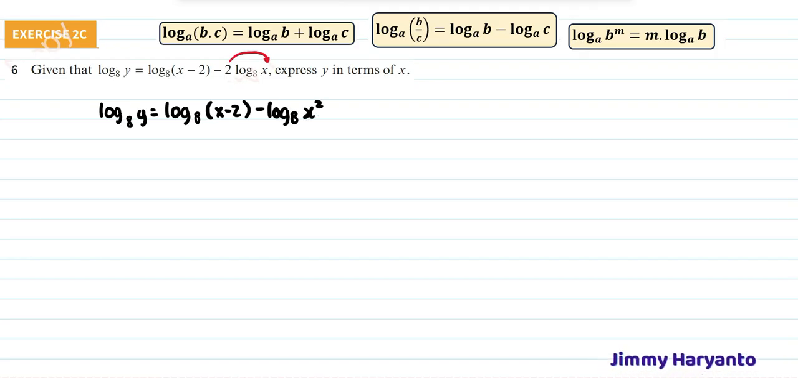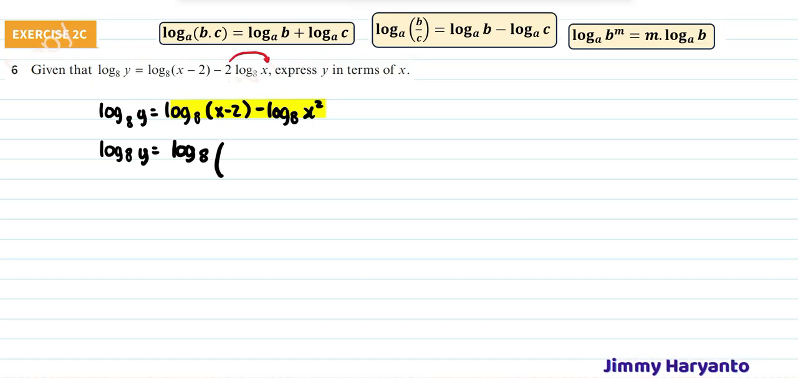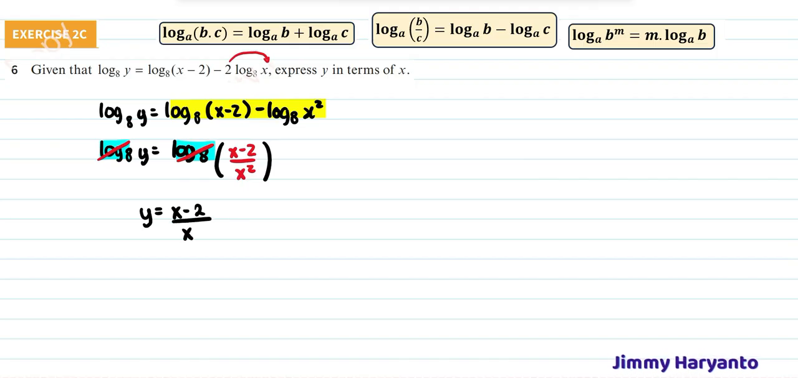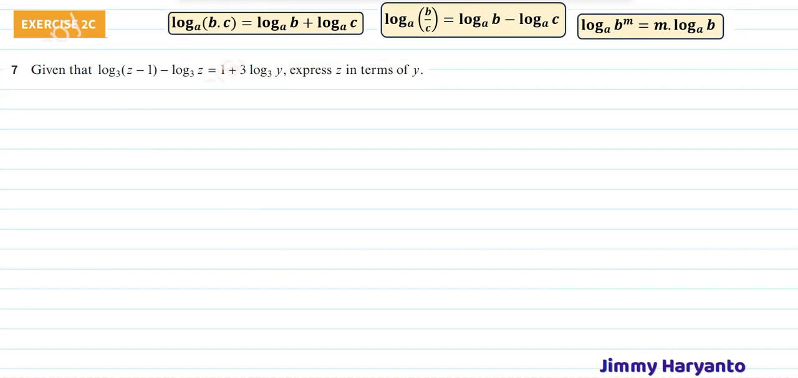And then you can use the division rule to combine that one. Log 8y equals to logarithm 8, open brackets, x minus 2 over x squared, like this. And then because the logarithm of 8 is already the same, you can cross it out. So you have y equals to x minus 2 over x squared. The question only wants you to find the y in terms of x. That means we already finished. Next is question 7.